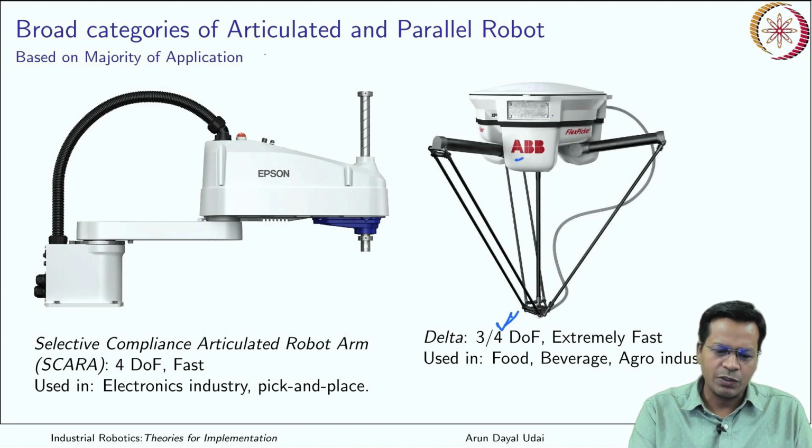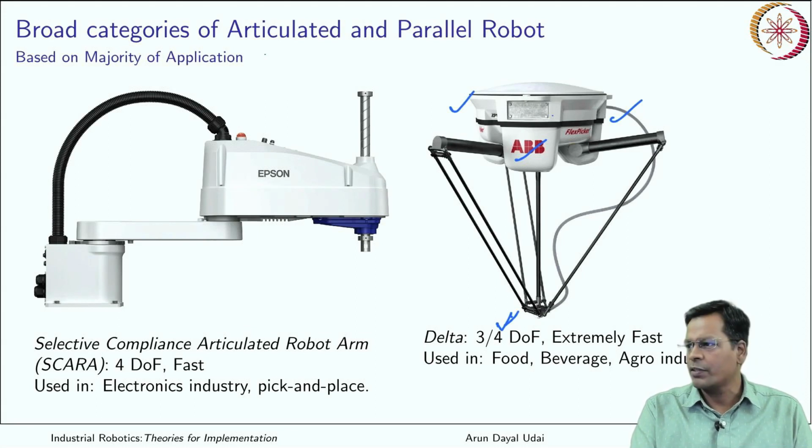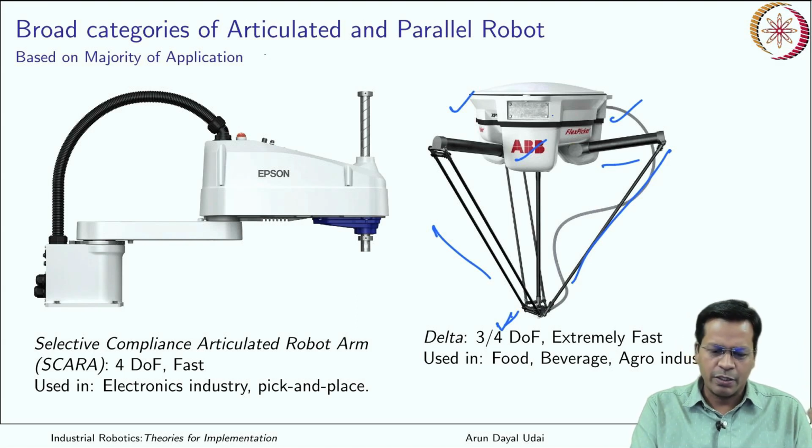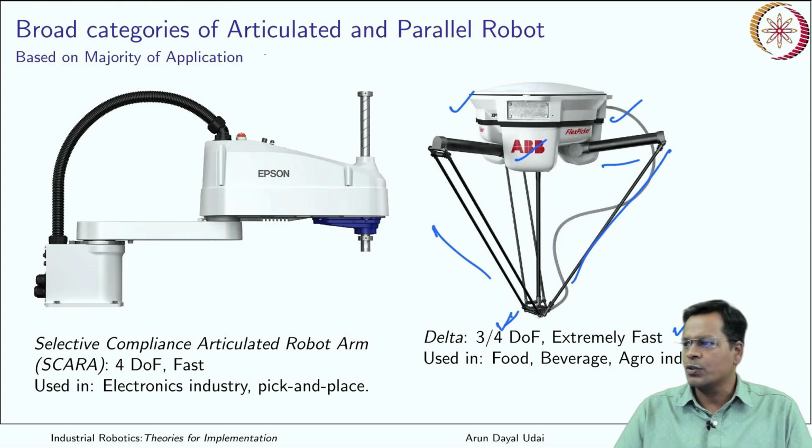It has all the actuators fitted here. It has 3 actuators, commonly known as a delta robot. They again are very, very fast because the links are very, very light. They are sometimes made up of composite fibers and those kinds of materials. So they are extremely fast. They are used mostly in food and beverage and agro industries.